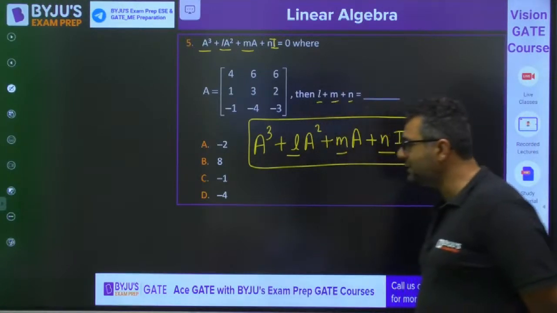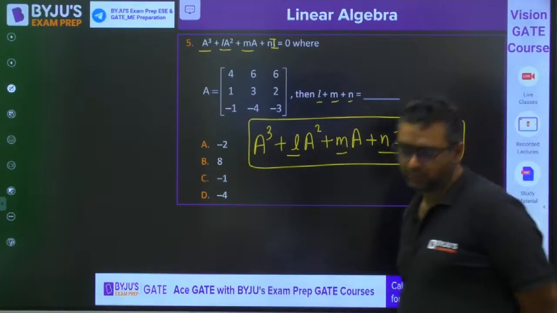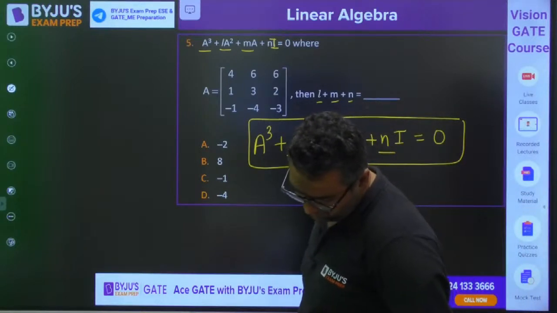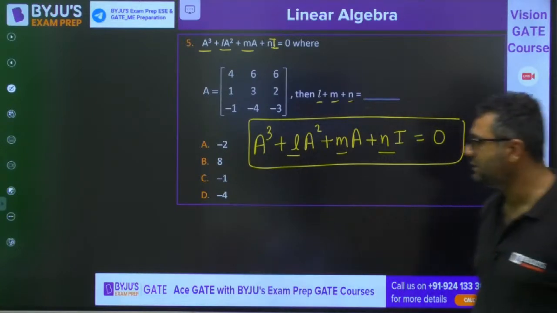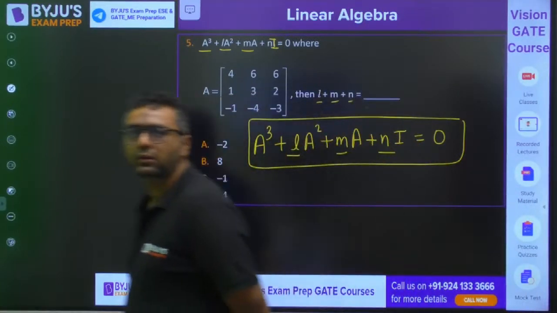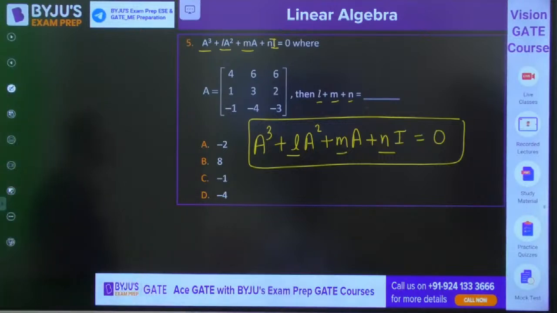Papa ka ghoda is saying 1 or minus 1, because 1 is not in the option. You are getting 1 or minus 1.